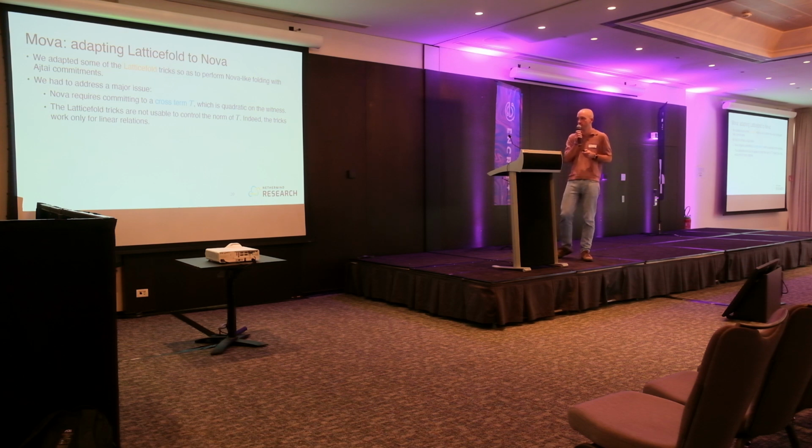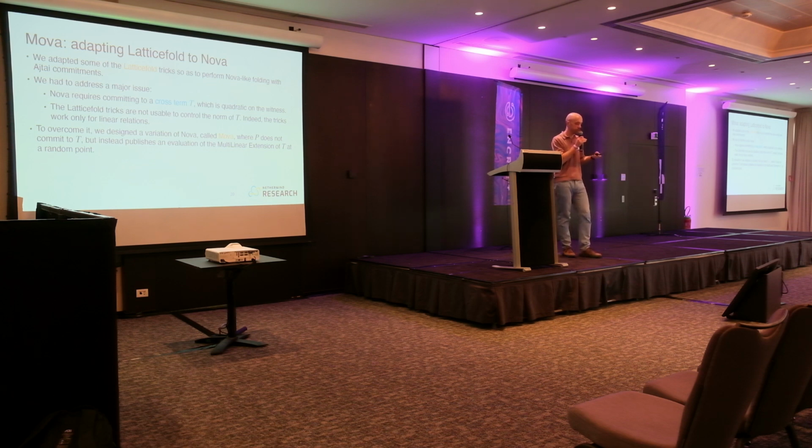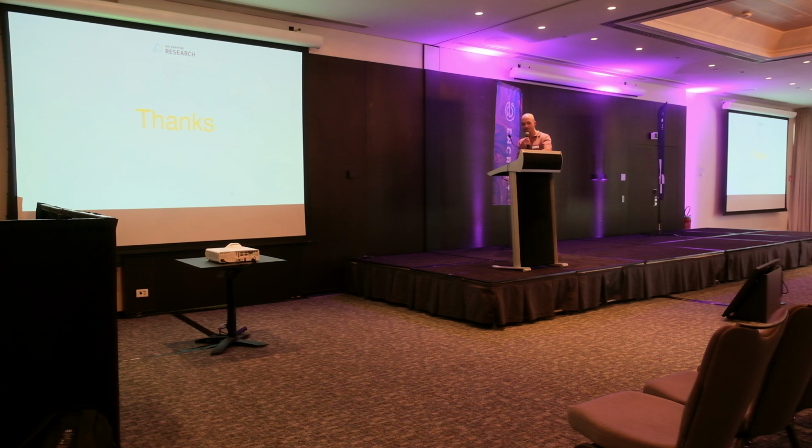They just don't work. So what we did is we designed a variation of Nova where P doesn't need to commit to T at all. Actually, T, the error term in Nova, is implicitly committed by a commitment to the witness. So we replaced the commitment to T by an evaluation of T at a random point. That's the rough idea of our approach for this folding scheme. And incidentally, this modification to Nova leads to easily a 5x speedup versus the standard Nova approach. Okay, and that's my talk. Thanks.